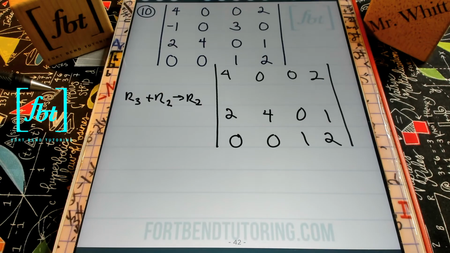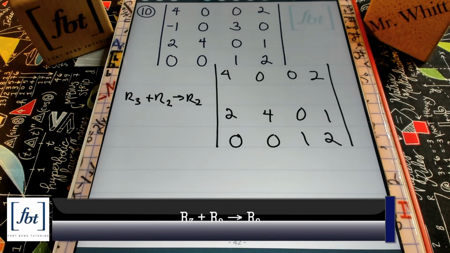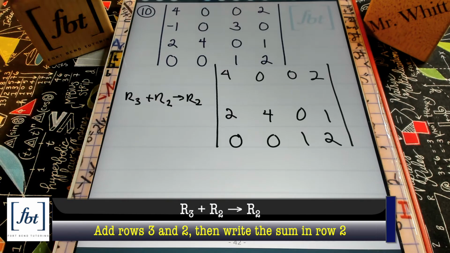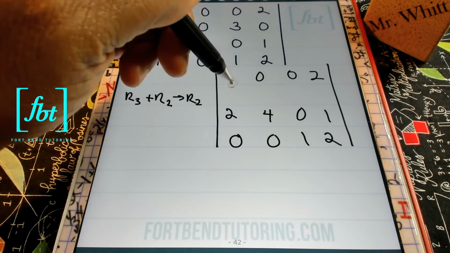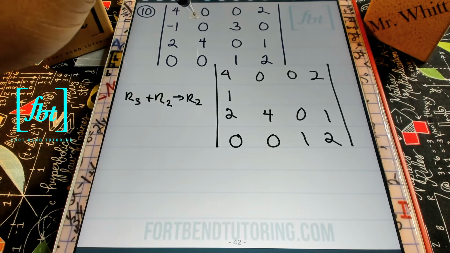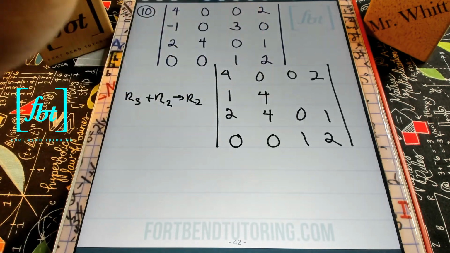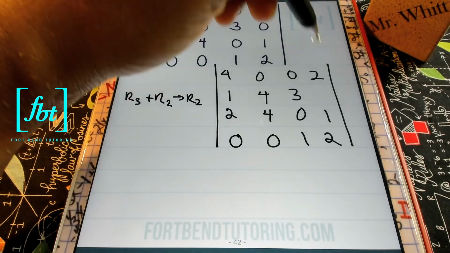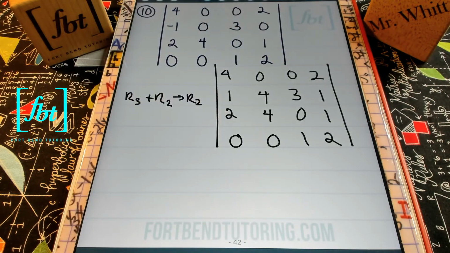I will be combining row 3 and row 2 together. In other words, adding those 2 rows together, rewriting it in row 2. We'll have negative 1 and 2 combined to give us 1. We'll have 0 and 4 combined to give you 4. 3 and 0 combine to give you 3, and 0 and 1 combine to give you 1. And this is my new row 2, people.